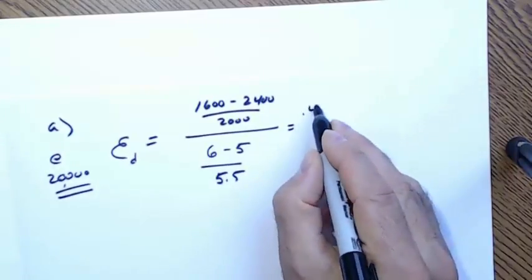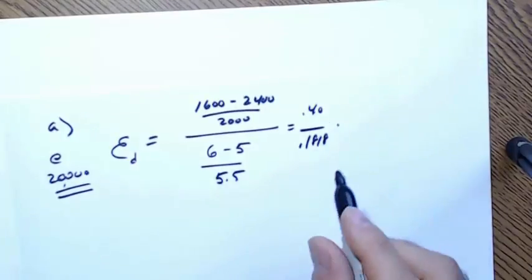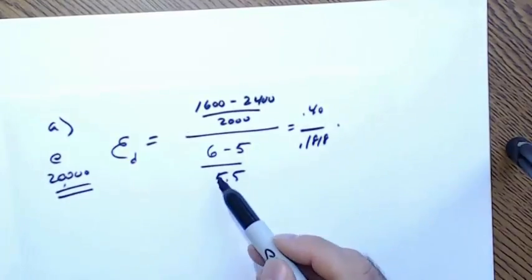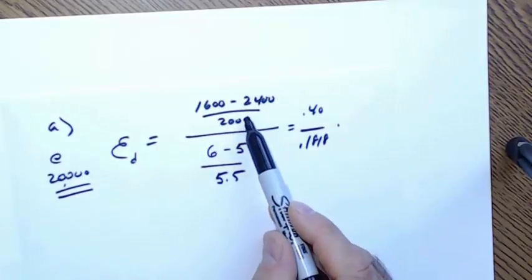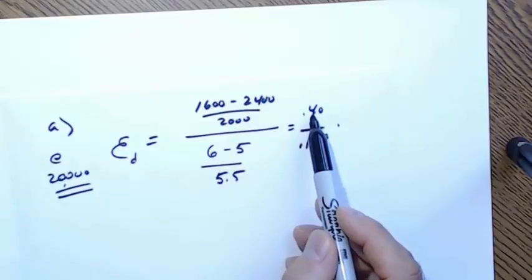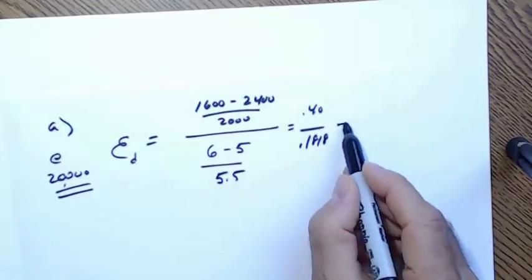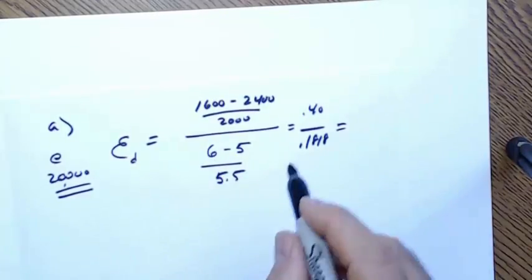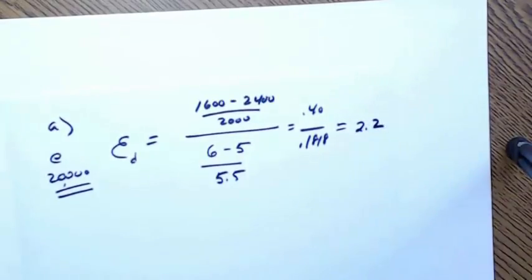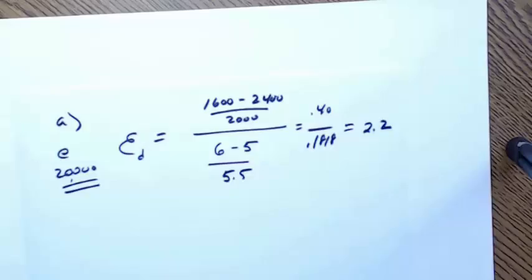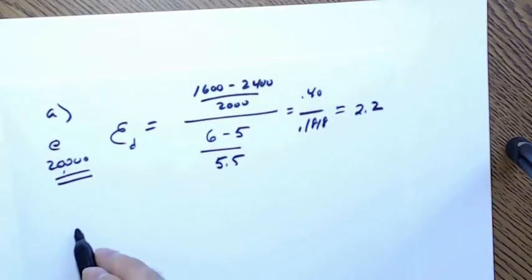This turns out to be 0.40 over 0.1818, and so what you see is that the price increased about 18%, but the quantity demanded decreased 40%. So this is elastic. And by the way, I've ignored the negative sign there, like the textbook does throughout the chapter. So this is 2.2 elasticity. Highly elastic.